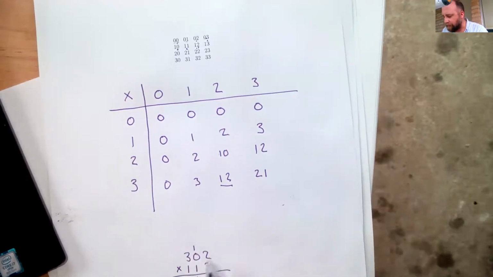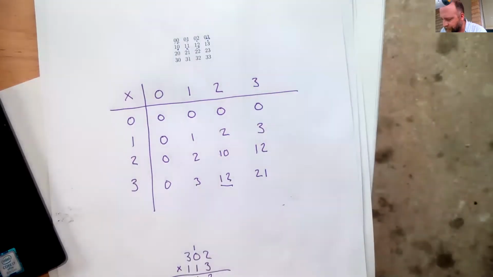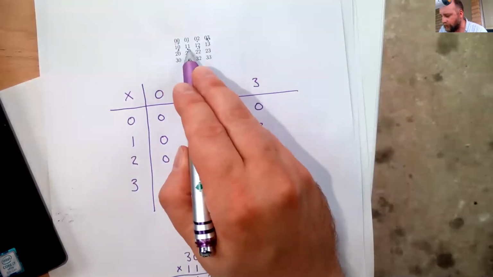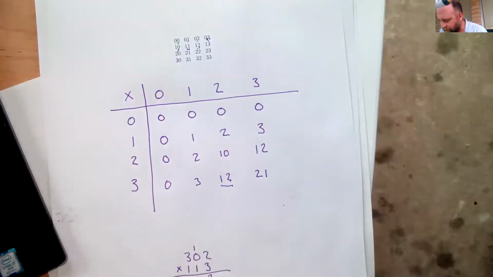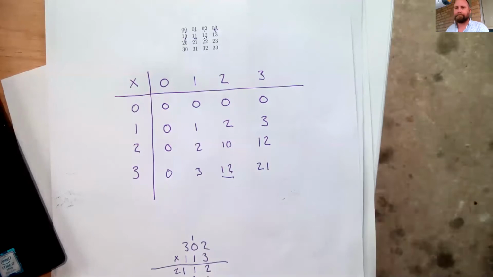Okay, and then of course multiplying by 1 is easy. 302, 302. 2 plus 1 is 3. 1 plus 2 is 3. 3 plus 2, start at 3 and go 2 more, is 1, 1. 1 plus 3 is 1, 0. So that's what we get.